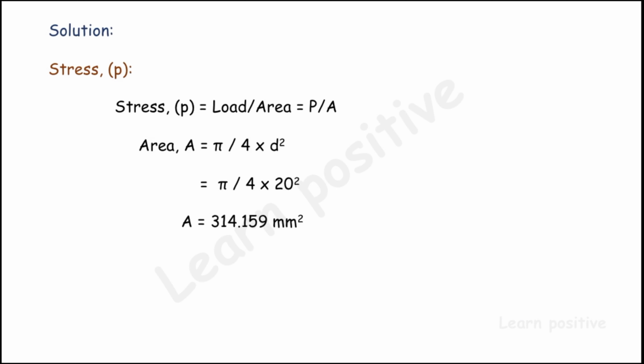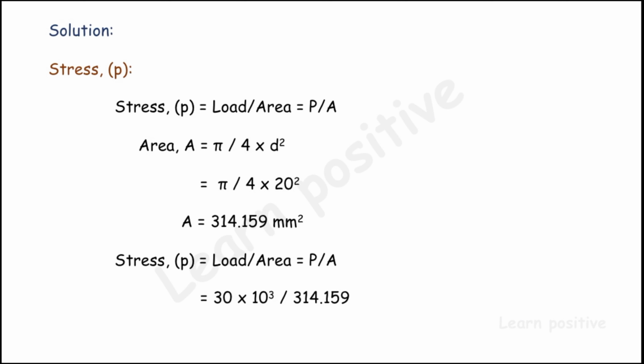Now I am going to substitute the area in the formula. So the formula is stress equal to load by area, that is P by A. The load P is 30 into 10 to the power of 3 as given in the given data, and the area is 314.159 as we found. Now I am going to substitute in the calculator and I get stress equal to 95.493 Newton per mm square.